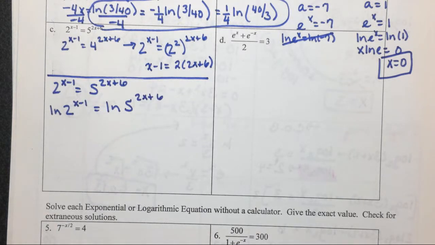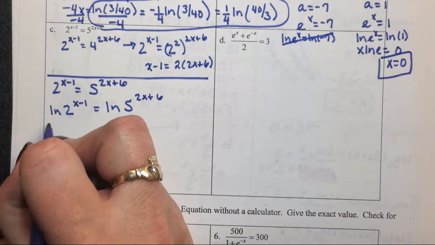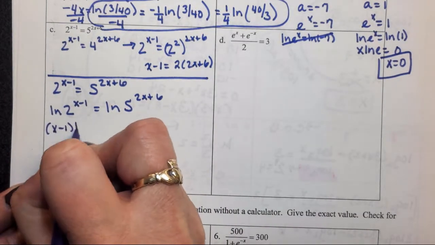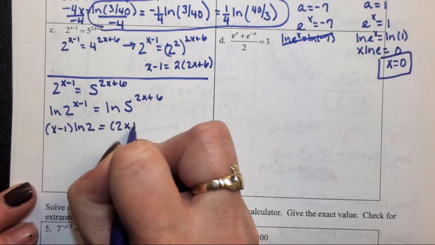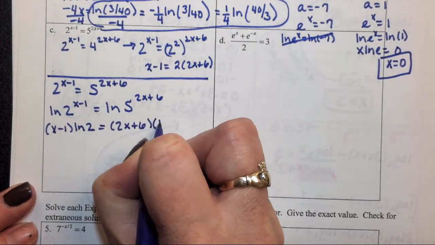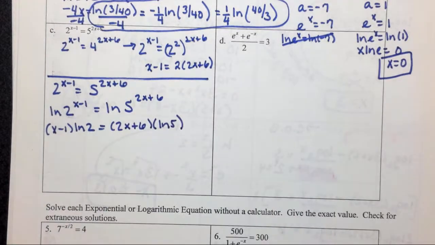Now you can use your power property of logarithms and yank the exponents out. So I have x minus 1 times the natural log of 2 equals 2x plus 6 times the natural log of 5. So remember, natural log of 2 is not a pretty number, but it's a number. Natural log of 5 is a number. It's not a pretty number, but it's a number.